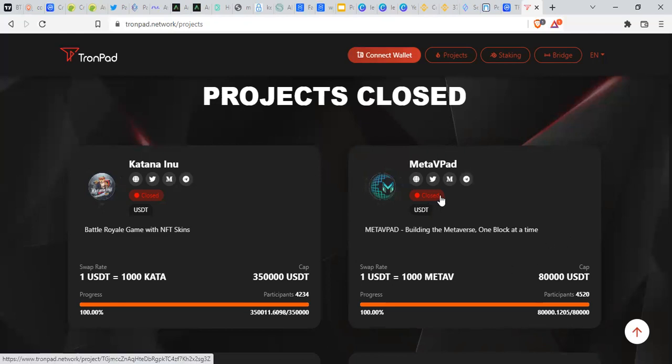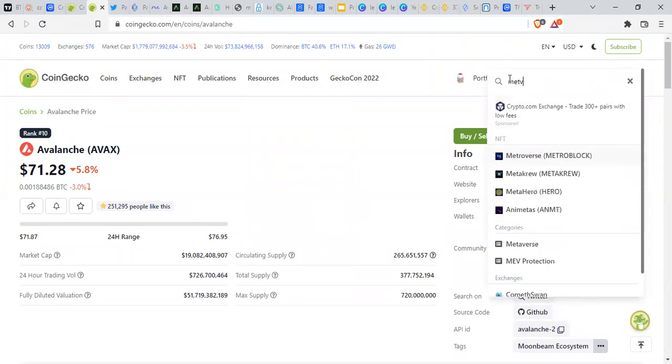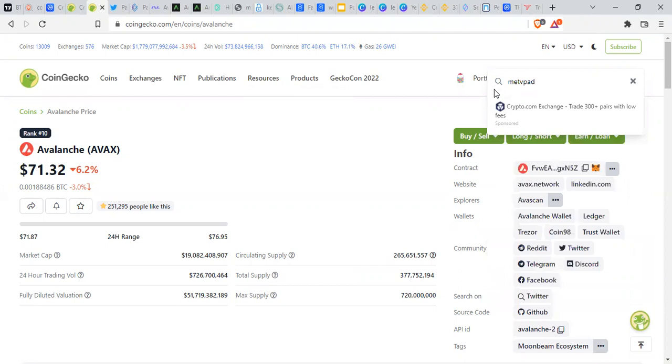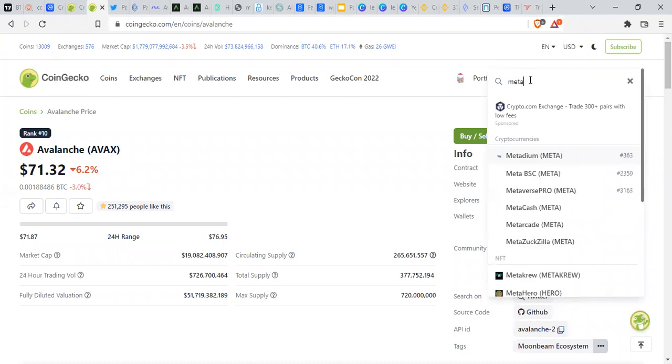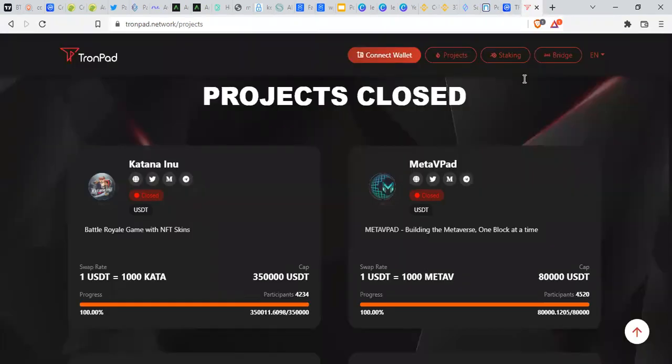This MetaVPad, let's just take a look at it on CoinGecko. I just showed you some on the other one. So let's take a look at this, MetaVPad. Still trying to get the token. Okay, Meta. So we are looking at Meta. I'm not sure if it is listed on here. MetaV is the token.